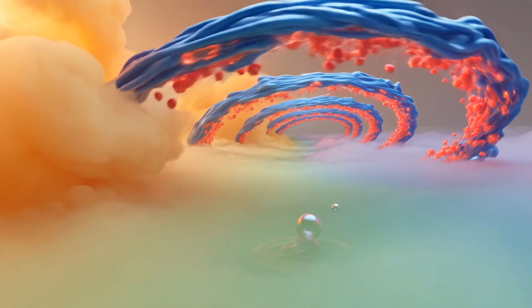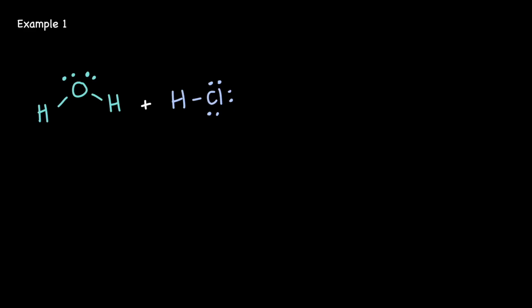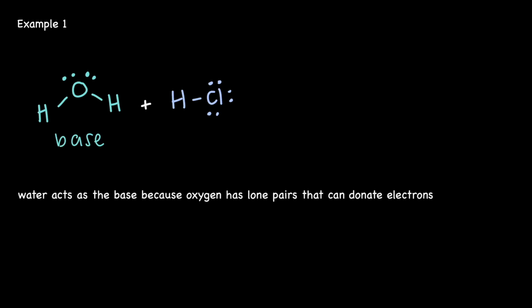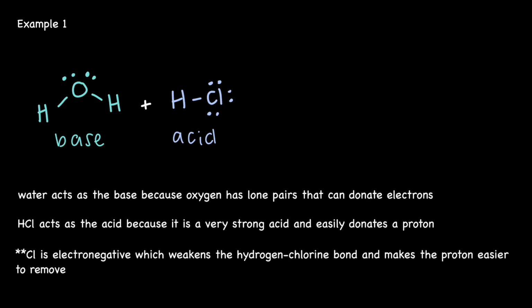Now let's go through several examples. Example 1. Hydrochloric acid reacting with water. In this reaction, water acts as the base because oxygen has lone pairs that can donate electrons. Hydrochloric acid acts as the acid because HCl is a very strong acid and easily donates a proton. The chlorine atom is electronegative, which weakens the hydrogen-chlorine bond and makes the proton easier to remove.